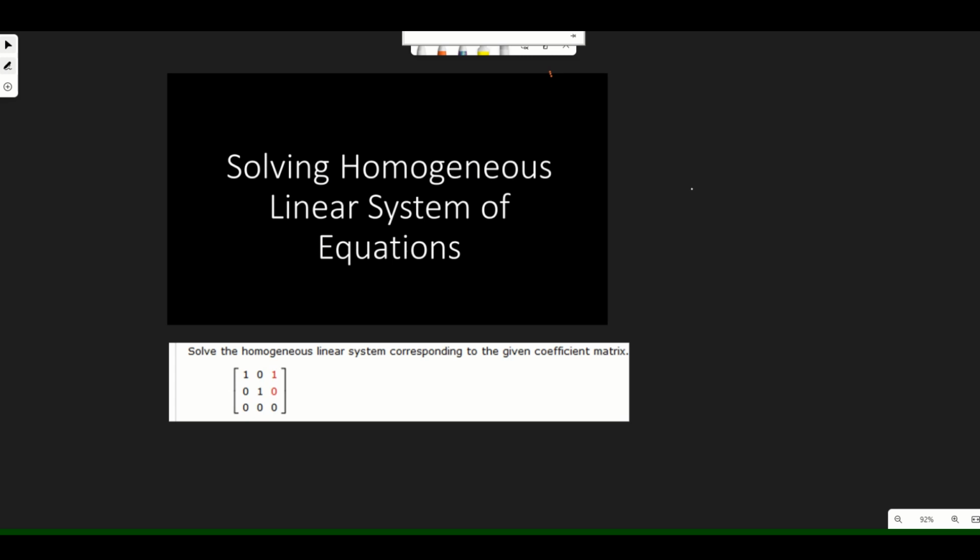In this video, let us try to solve homogeneous linear system of equations. Suppose a linear system of equations which are homogeneous is given, let's see how to solve such equations. Here is an example. The question says, solve this system of linear equations where the coefficient matrix is given.